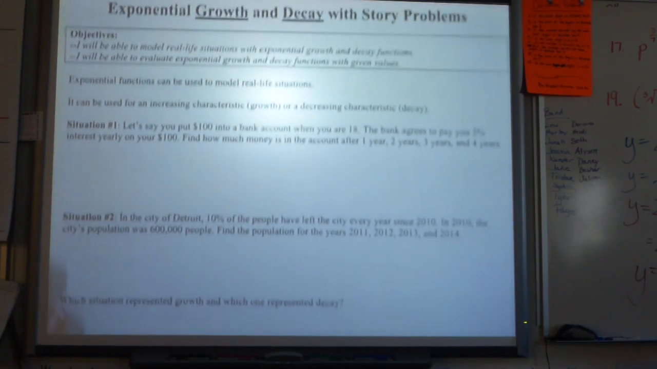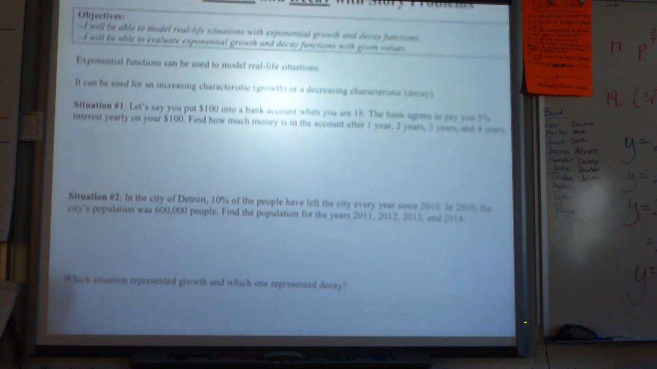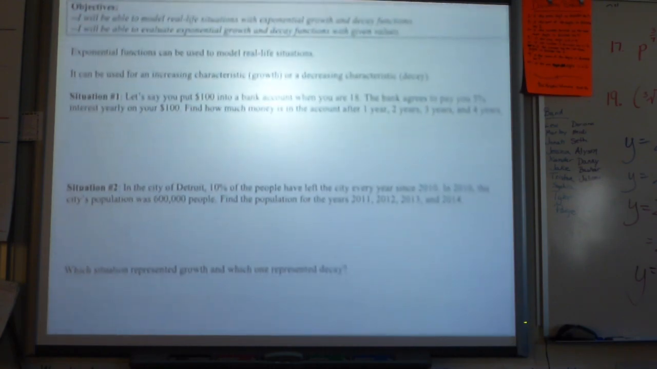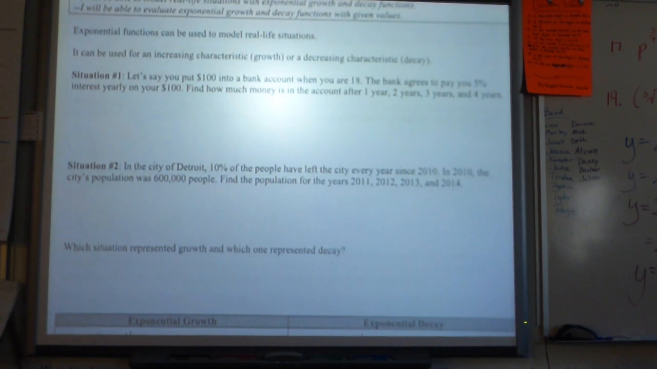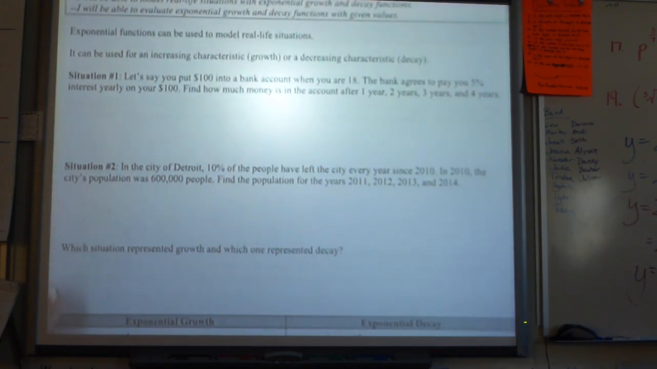Exponential functions can be used to model real-life situations. They can be used for representing increasing characteristics, that's an exponential growth model, or decreasing characteristics, that would be an exponential decay model. So let's look at two different situations.